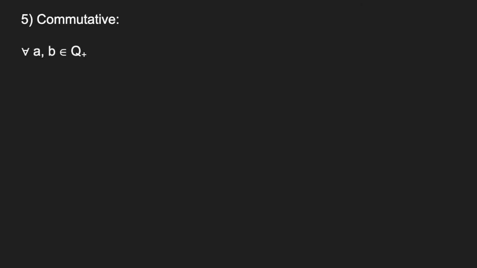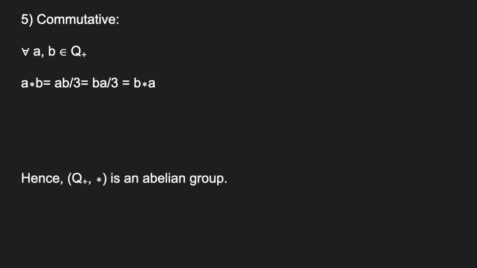Okay, next one, commutative. That is also obvious. For every A, B belongs to Q plus, A star B, that is A into B by 3, we can write as B into A by 3, and that is B star A. Hence it is commutative. Here all the properties are satisfied. So Q plus star is an abelian group.